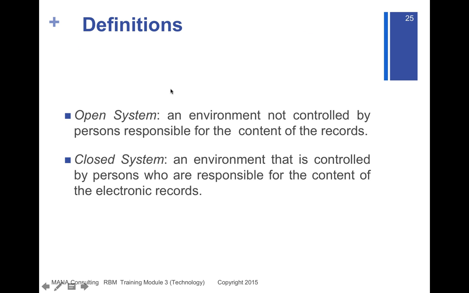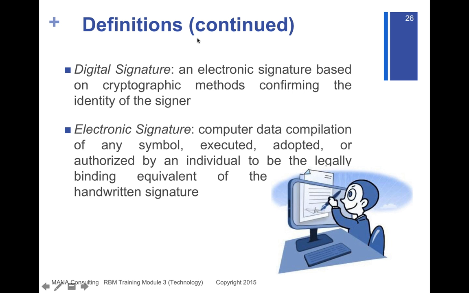Now, from a definition standpoint, there are two different kinds of electronic systems. There's an open system, which is an environment not controlled by persons responsible for the content of the records. That would be something like Google or eBay. As opposed to a closed system, where it's controlled by the people who are responsible for the content of the electronic record. So this would be like the EDC systems that we design, or any of the systems that we use. I wouldn't say any, but almost any of the systems we use for clinical trials would fall under closed systems.